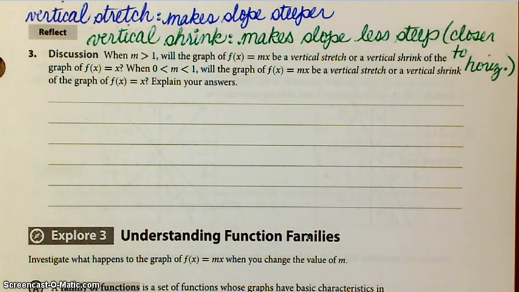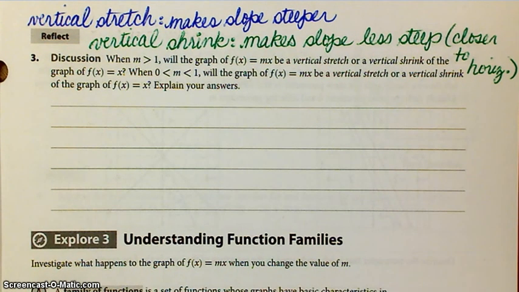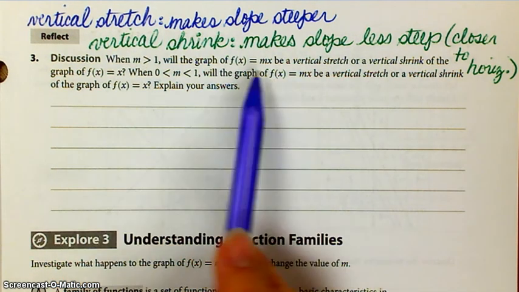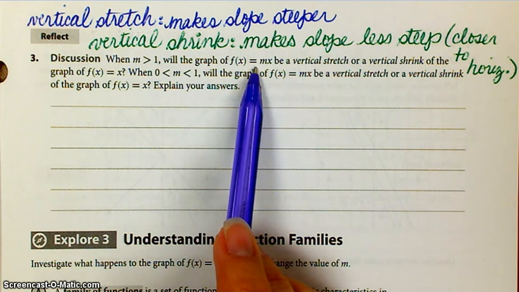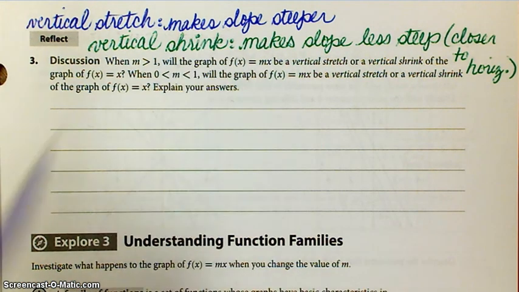Okay, on number 3 on page 283, this is basically kind of a continuation of the discussion that we're already having with taking the slope and making the line steeper or flatter. If m is greater than 1, will the graph of f of x is equal to mx be a vertical stretch or a vertical shrink? Well, first of all, you might want to write this stuff down. A vertical stretch makes the slope steeper, and we'll call it a vertical shrink if it makes the slope less steep or it makes it flatter, closer to horizontal. Okay?